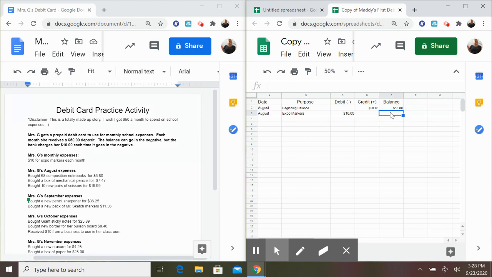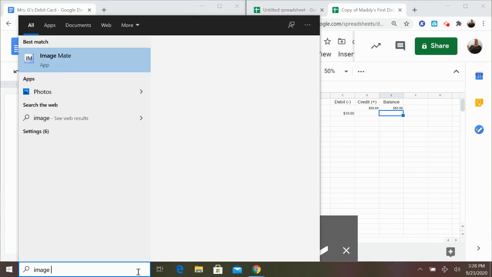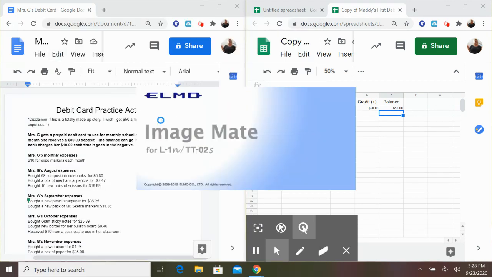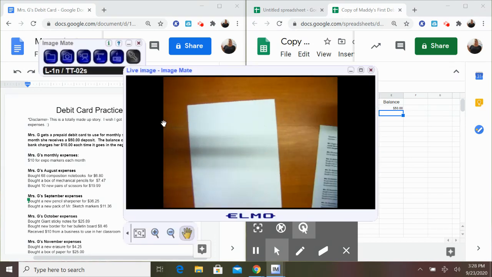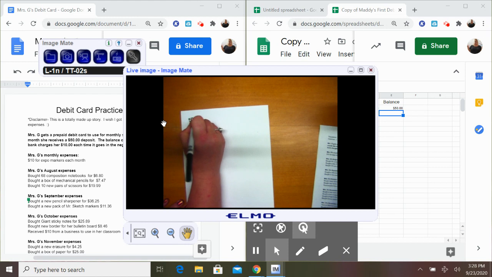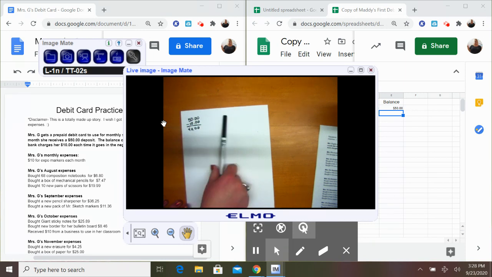So on my paper, let me go down here to ImageMate so I can show you my paper. Because you'll need to be using paper at home. But make sure you're putting your answers in your spreadsheet. So I have my paper, and I started out with $50. And I just took out $10 for expo markers. So that's going to leave me with $40. So my balance is going to be $40 for this part.